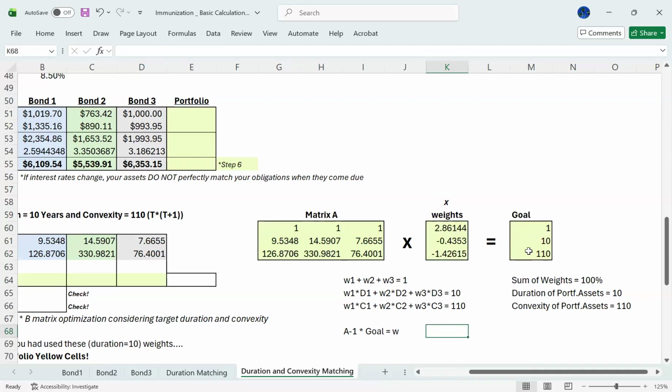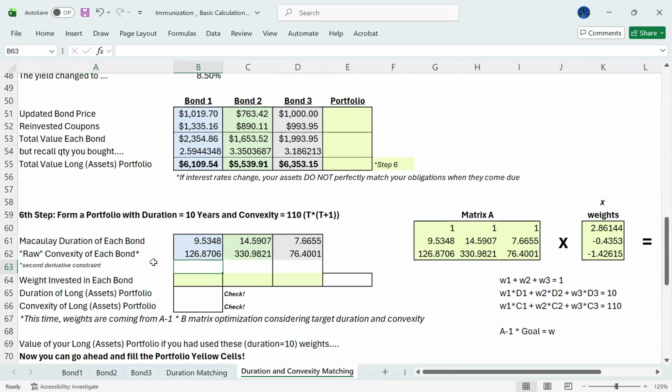Okay, and now this gives us the weights. Let's check them quickly. The weight that I'm investing in each one of these bonds: in bond one, I'm investing 286%. In bond two, now the values that we have used and the goals that we have used are a little aggressive, so the weights that we're getting are a little aggressive, but okay, we can live with that for this illustration. We have the weights invested in each one of these bonds.